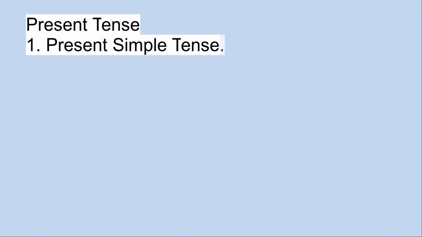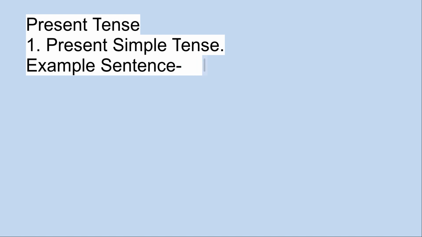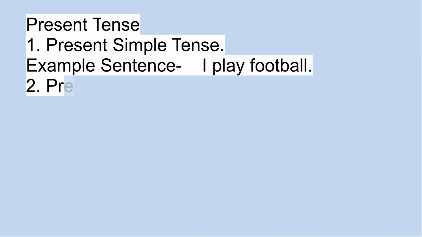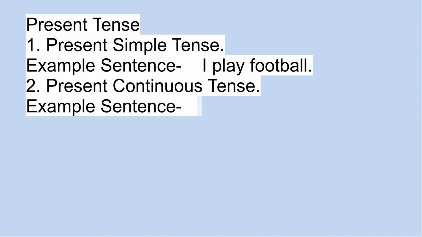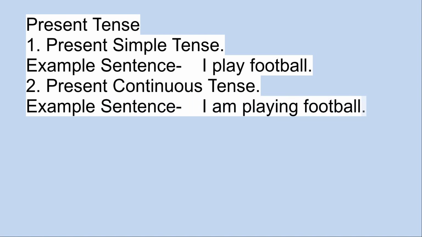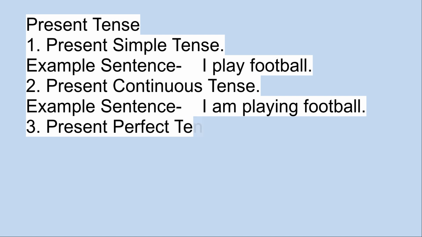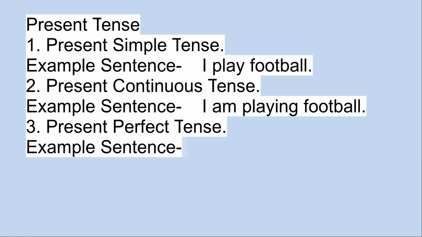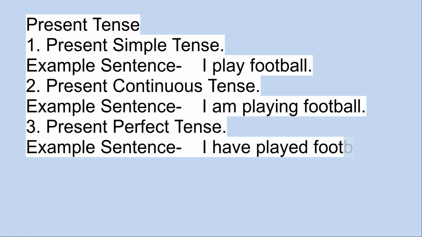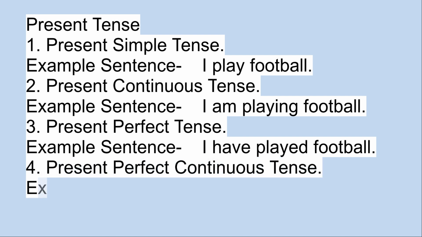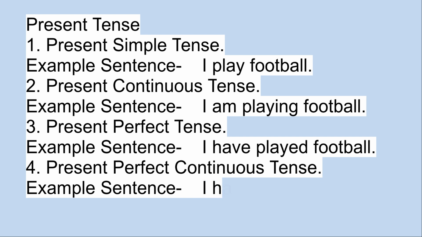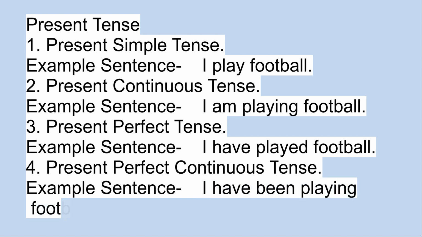Present tense. 1. Present simple tense. Example sentence: I play football. 2. Present continuous tense. Example sentence: I am playing football. 3. Present perfect tense. Example sentence: I have played football. 4. Present perfect continuous tense. Example sentence: I have been playing football.